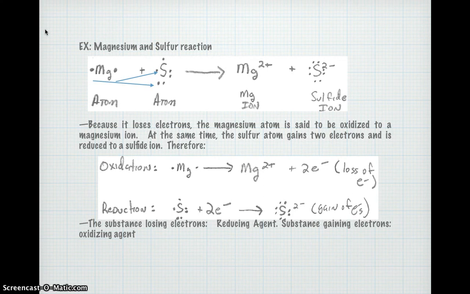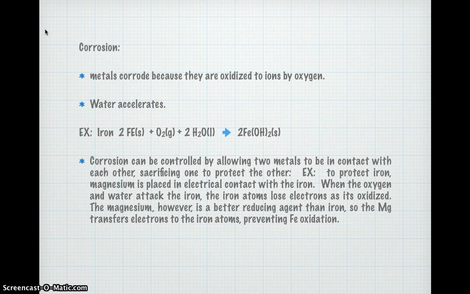So the magnesium atom is said to be oxidized because it has lost its electrons, and at the same time the sulfur atom gains 2 electrons and it is reduced to a sulfide ion. So therefore, oxidation was the magnesium turning into magnesium 2 positive by losing its electrons, and reduction is the sulfur gaining the 2 electrons from the magnesium. Now the substance which is losing the electrons is called the reducing agent, and the substance which is gaining the electrons is called the oxidizing agent.